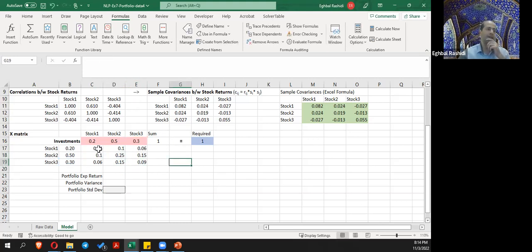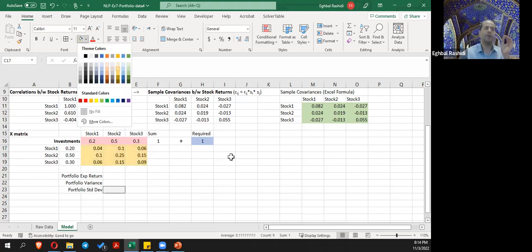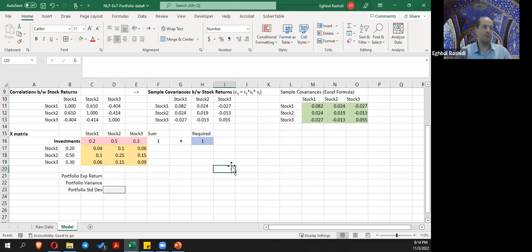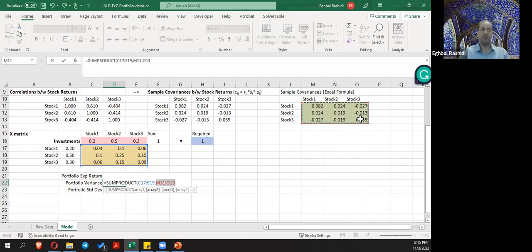All right, just for the sake of it, I'm going to use a different color here because I'm going to multiply these together. I'm not using convention, just to show you which matrices are multiplied. So to get the portfolio variance, this is going to be the sum product of matrix X and the sample covariance that I computed.